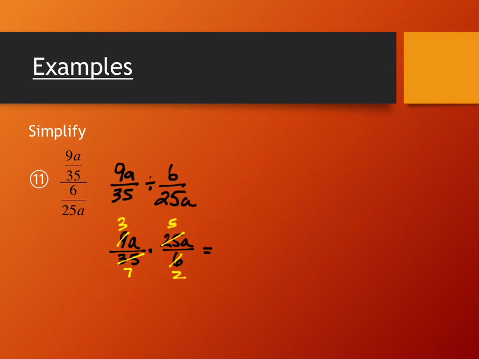Then I multiply across the top. 3a times 5a would be 15a squared. On the bottom, 7 times 2 is 14. Beautifully done. And you're finished. Right? And very, very obviously, 15 and 14 have nothing in common. And because we did all the simplifying at the beginning, that's why. Okay?